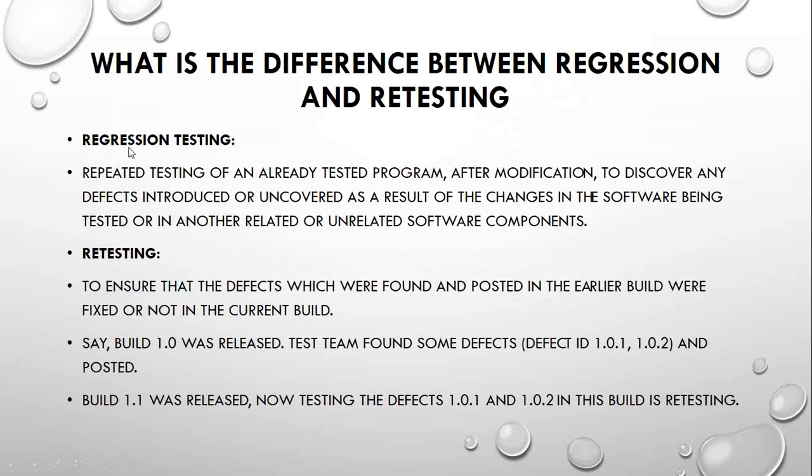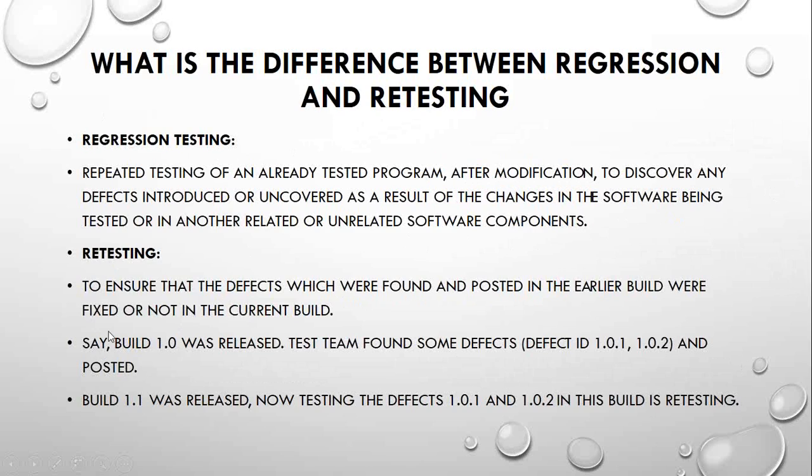And what is the difference between regression and retesting? This is very important. As you already know about regression testing, whenever you find a defect, you send it to the development team. Development will check and fix it. Now what you are doing is also re-executing already existing test cases. So that is basically regression testing.